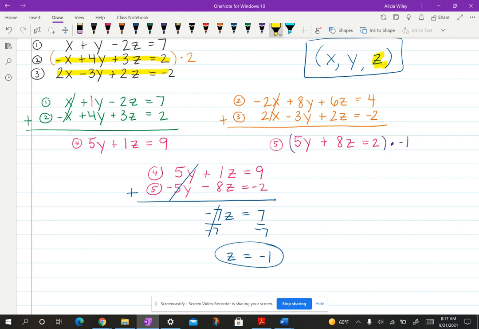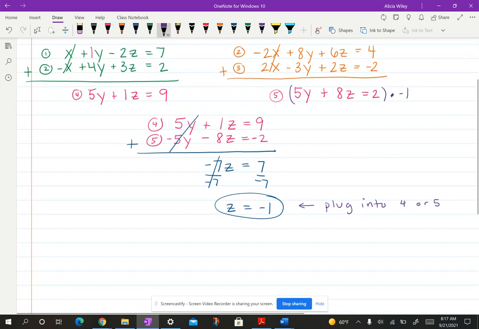And we know that if we have one value, we can always find more values by plugging it in. Now, for the z value of -1, you don't want to plug it back into one of these original problems, because if you plug in the value of z, you're going to be left with 2 variables. So I want to plug this z in where I only have 2 variables. So that's going to be plugging this into equation 4 or 5. I'll just plug it into equation 4.